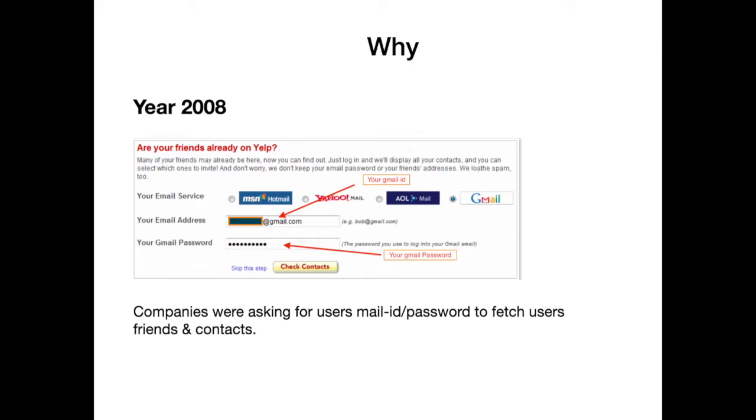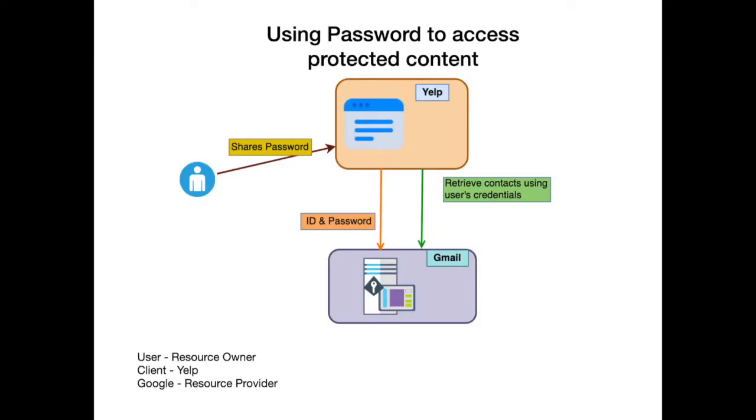Let's see what Help will do with this information. The diagram here represents what happens with the ID and password that you share with Help. Using this ID and password, it authenticates with the Gmail service provider and retrieves your contacts from your Gmail account. After retrieving the contacts from your account, it displays it on the web page for you to review.